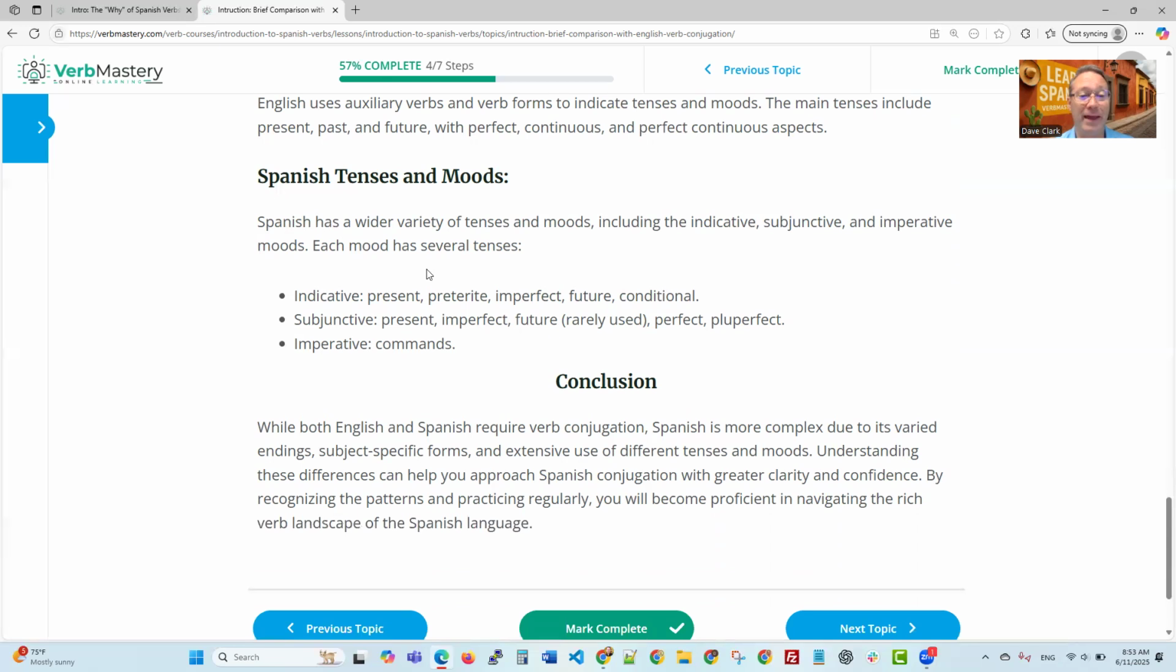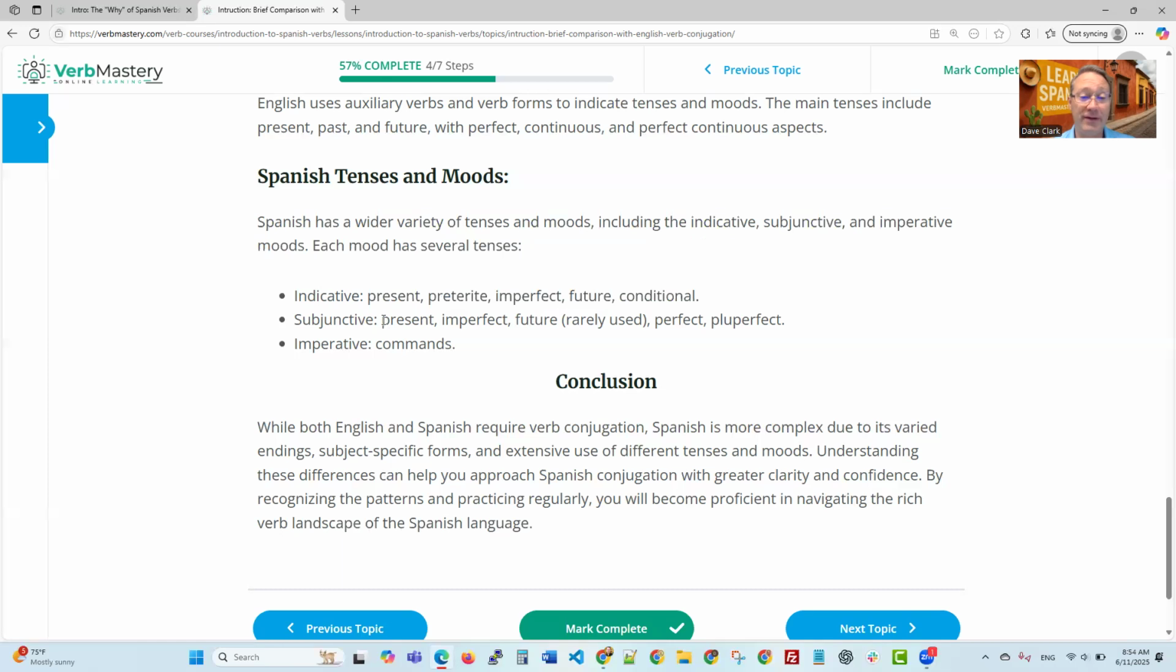Spanish tenses and moods. Spanish has a wider variety of tenses and moods, including the indicative, subjunctive, and imperative moods. Each mood has several tenses. Okay, this gets tricky, but later on we'll walk you through each of these. Just know they exist for now. You don't need to memorize them. But here, the indicative includes present tense, preterite tense, imperfect tense, future, and conditional.